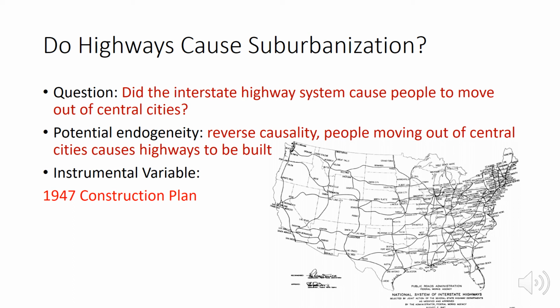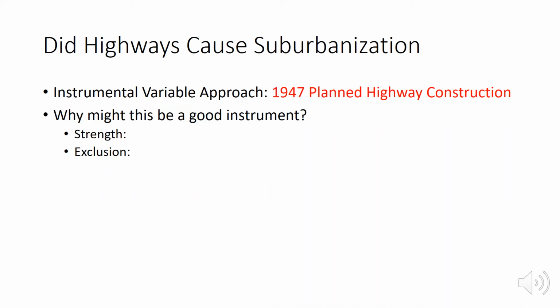The reason for it is because building the highways was allegedly, who remembers their late 40s, early 50s history? Who remembers why Eisenhower wanted to build an interstate system? So that they could land planes on there? Yeah. National defense. The instrumental variable approach was not the actual highways that got built, but the original 1947 planned highway construction. This is a little esoteric, so remember, you should be very proud for thinking about this all the way through.